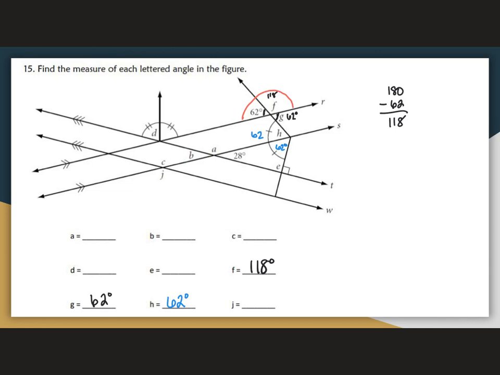Because then what I notice next is I have a triangle right here, and I have 2 of the 3 angles filled in. We know from triangle angle sum theorem that triangles always add up to be 180 degrees. So currently I have 28 plus 62, which is 90. And 180 minus 90 is 90, so angle E is 90.